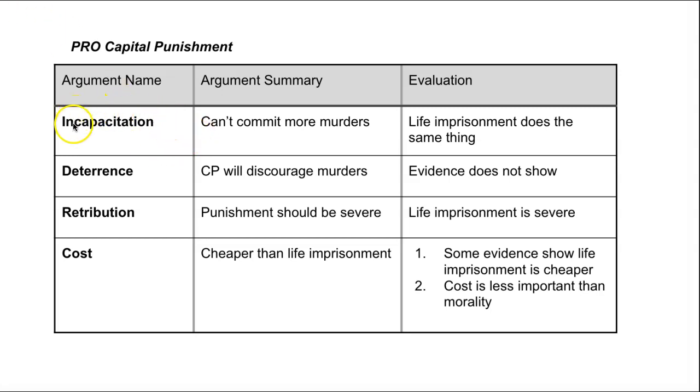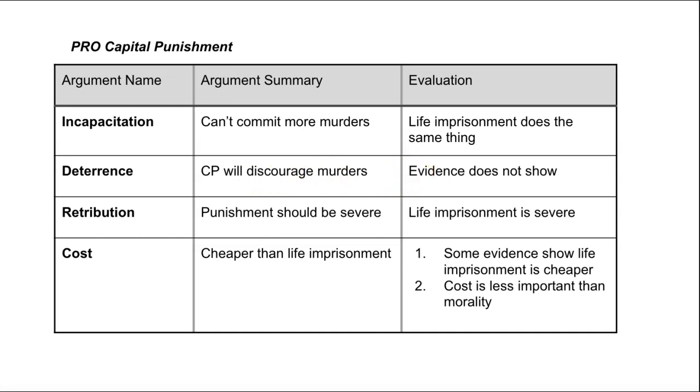The first argument, incapacitation, states that if a murderer is executed for his crime, he will not be able to commit any more murders. And the evaluation of that is, yes, that's true, but life imprisonment will accomplish the same goal. The second argument is deterrence, which states that knowledge that capital punishment is a possibility will discourage people from committing heinous crimes or, for example, murders.